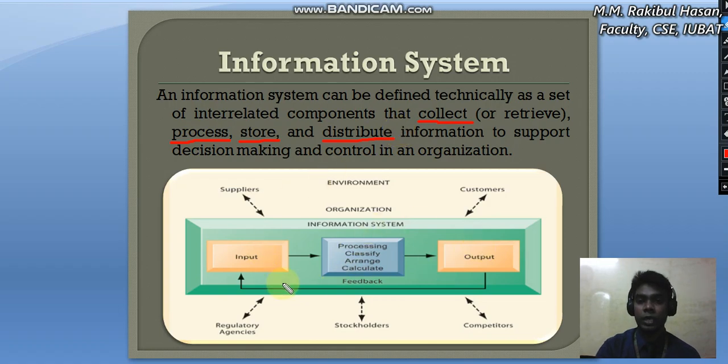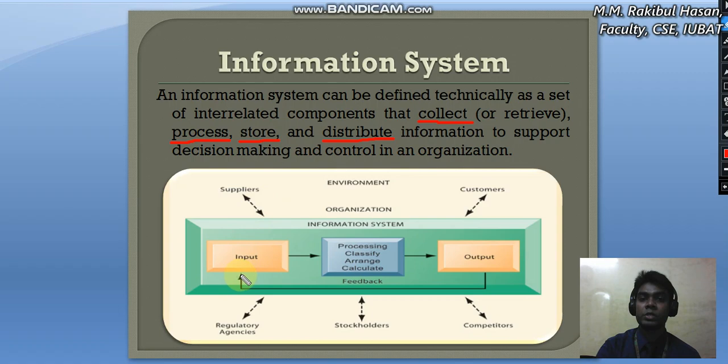In this figure you can see I'm giving data as input, and from where am I getting data? From different sources. We have some stakeholders like supplier, customer, competitor, and regulatory agency. These are the stakeholders of this organization's information system. Stakeholders are those who give input or those who get output from the system.